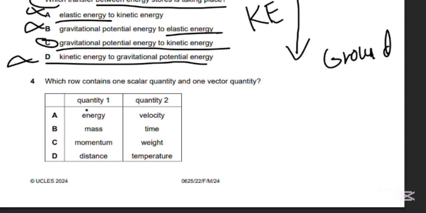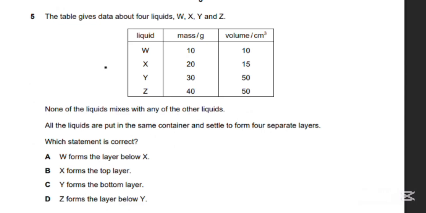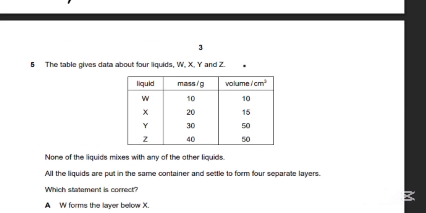Okay, which row contains one scalar quantity and one vector quantity? Energy is scalar and velocity is vector, so it will be A. Mass and time are both scalar. Momentum and weight are both vector. Distance and temperature: distance is scalar, temperature is scalar.